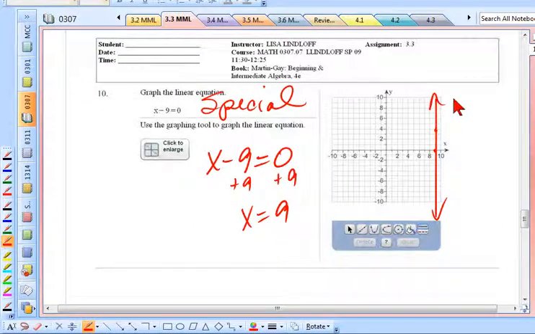The special lines, I hope you will find to be the easiest ones to graph. The special lines will only have one kind of intercept because they don't cut through both of them. All right, any questions?